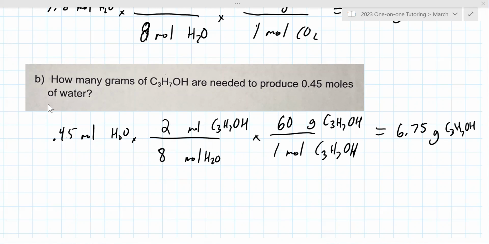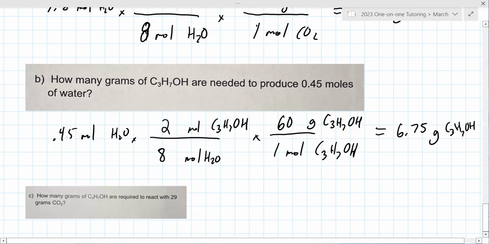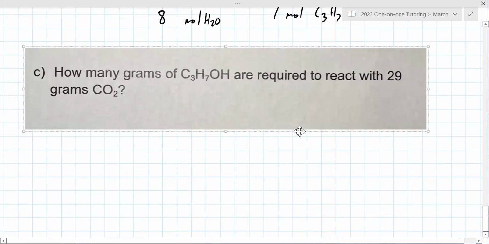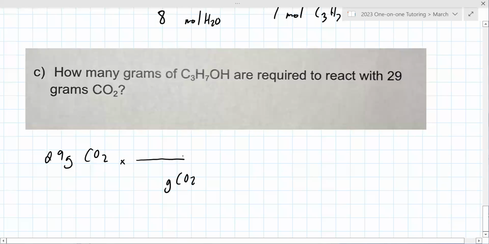How many grams of C3H7OH are required to react with 29 grams of CO2? So we have grams. So we need to do the mole conversion. Good. That's right.